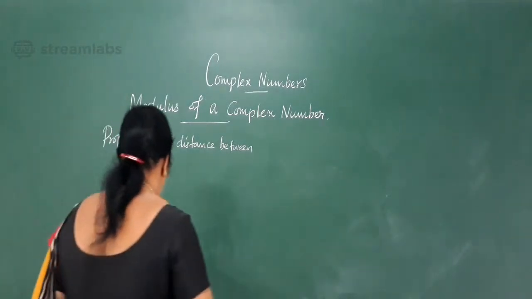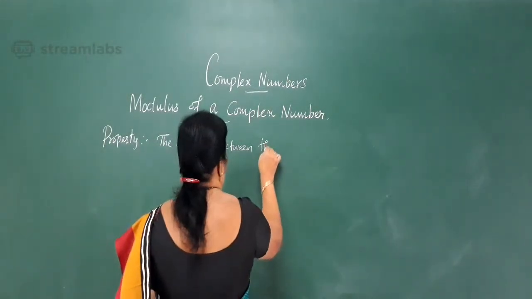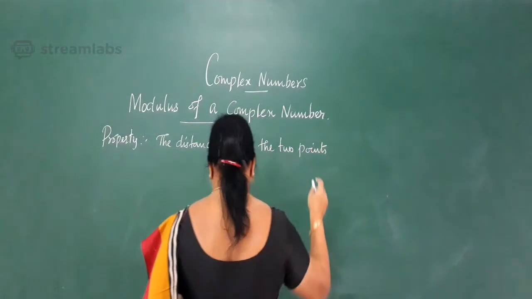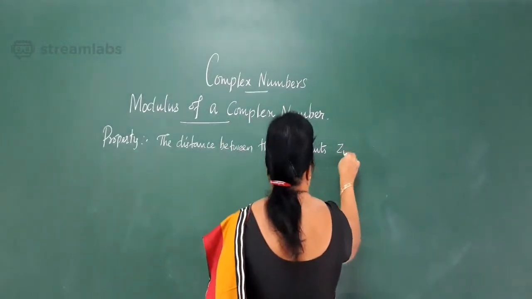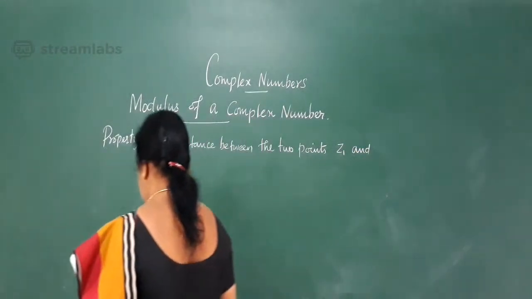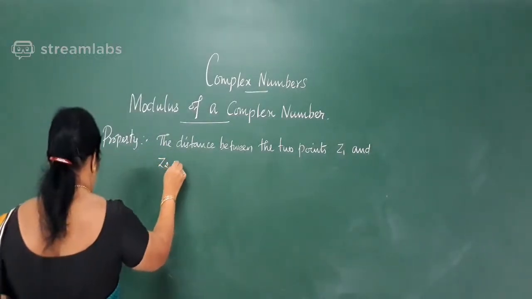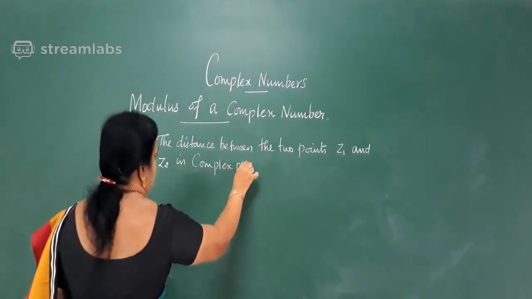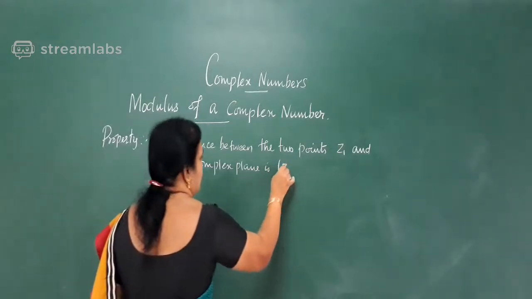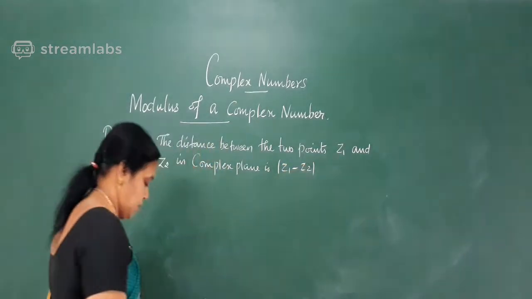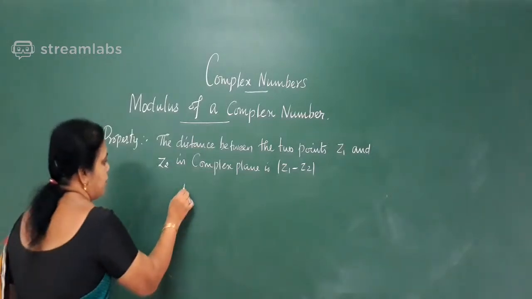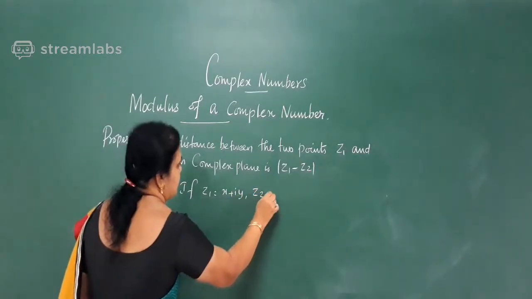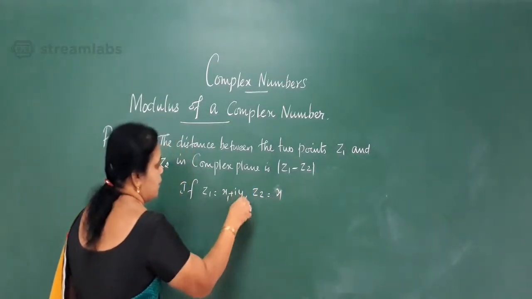The distance between the two points z1 and z2 in the complex plane is modulus z1 minus z2. If z1 is equal to x1 plus iy1, and z2 is equal to x2 plus iy2, we want to find z1 minus z2 first.